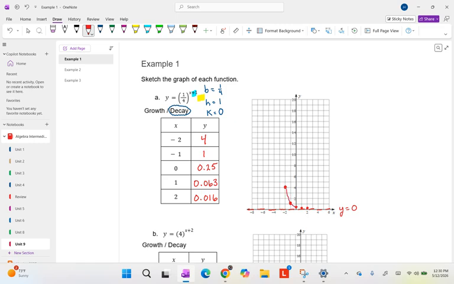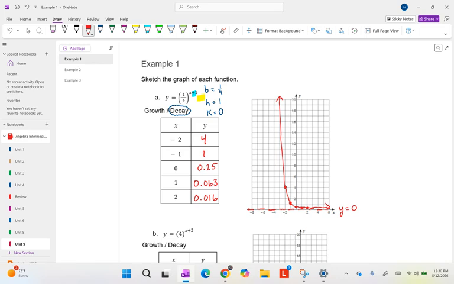So then I'm going to draw a smooth curve through those points, and then draw a curve going up. Make sure I put arrows on both sides, and that's going to be it. So that's how you graph an exponential function.